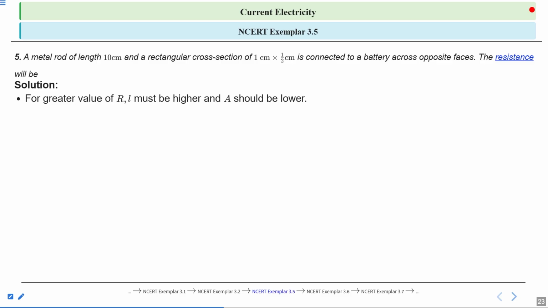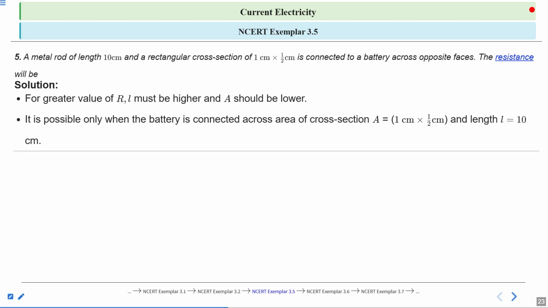So for R equal to rho L by A, resistance is directly proportional to length of the conductor. Resistance is inversely proportional to area of cross section. So for greater R, L must be higher and A should be lower. So you can see all the options and analyze in which option L is maximum and A is minimum.